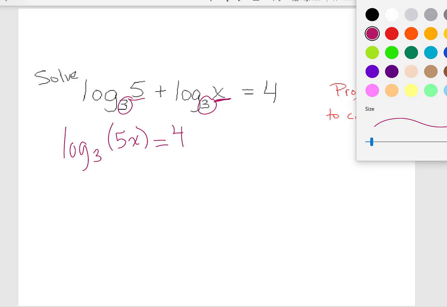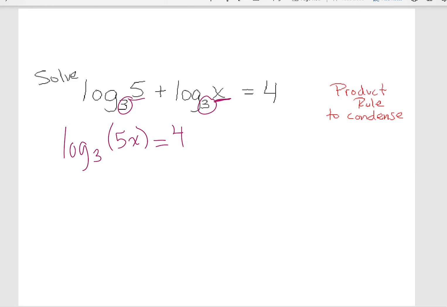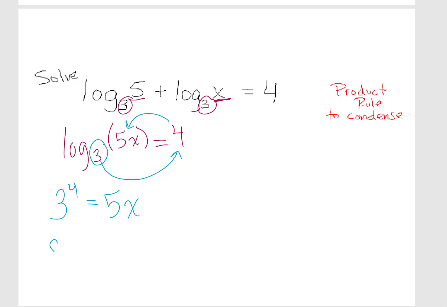Okay, now that I have it in this form, I can say base of 3 raised to the 4th power equals 5x. Punch 3 to the 4th power into your calculator. We get 81 equals 5x. Divided by 5. Divided by 5. So I get x equals 81/5.